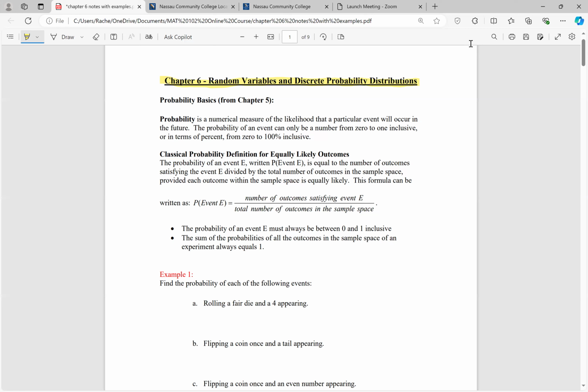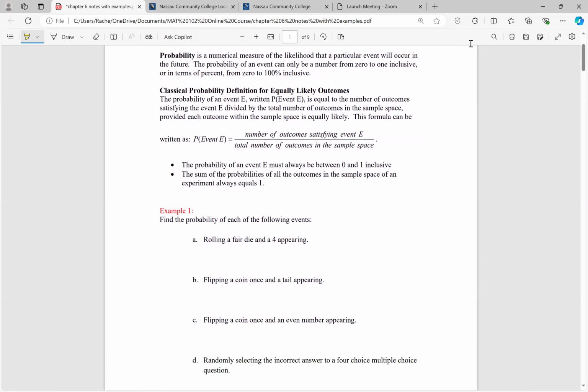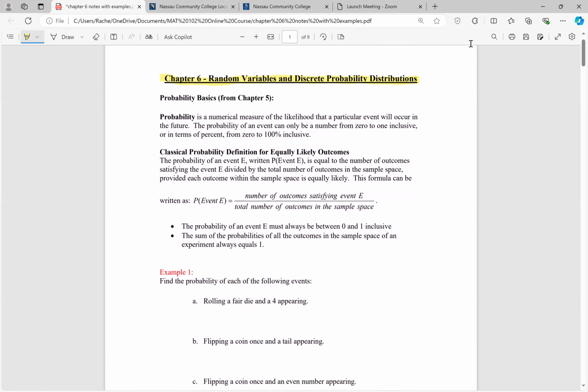So as long as you know how to write probability notation and you understand the important characteristics of the probability of an event and how to calculate a basic probability for equally likely outcomes, you'll be fine moving forward. So whatever's on this first page here, this is all you're responsible for in chapter 5, and it's going to be useful moving forward.